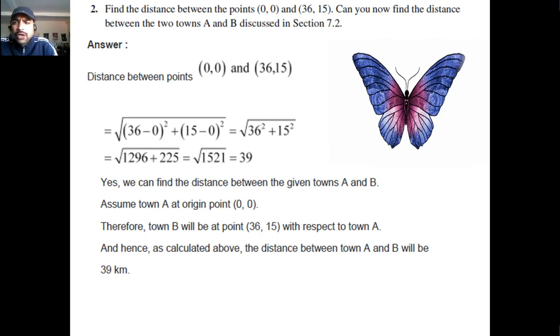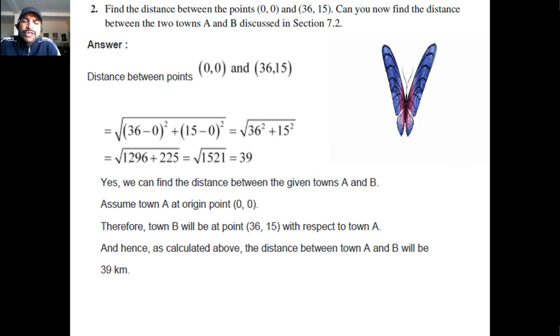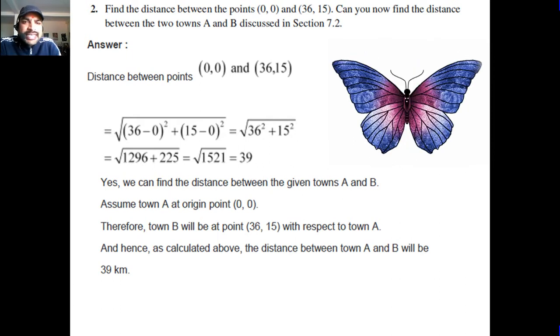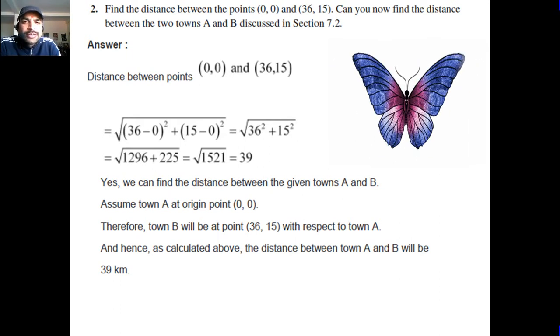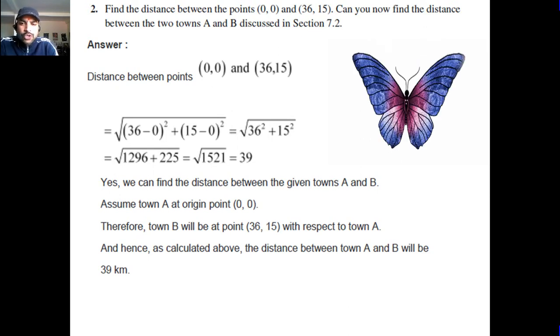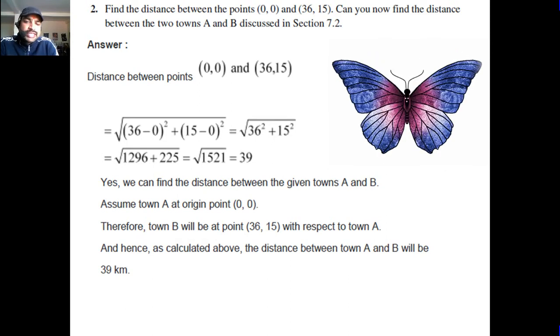Now students, question number 2. Find the distance between the points (0, 0) and (36, 15). Can you now find the distance between the two towns A and B? Discussed in section 7.2. Distance between (0, 0) and (36, 15): the distance formula under root में x2 minus x1 का whole square plus y2 minus y1 का whole square, that is under root में 36 square plus 15 square, that is 39. Yes, we can find the distance between the given two towns A and B.